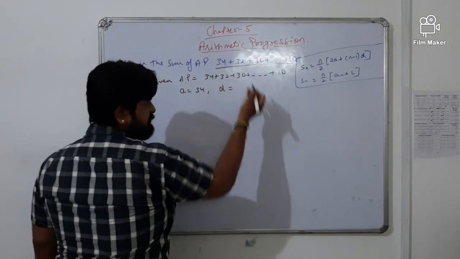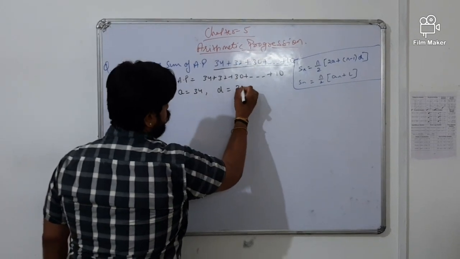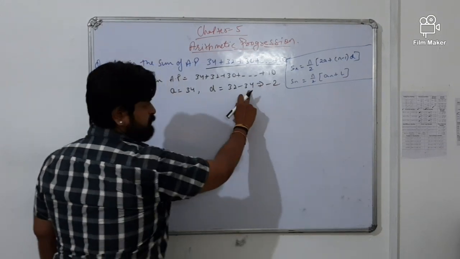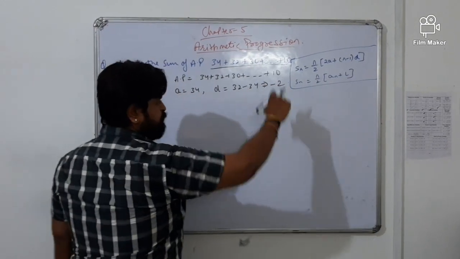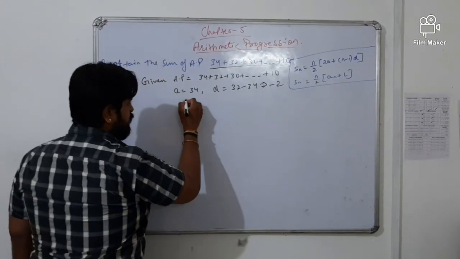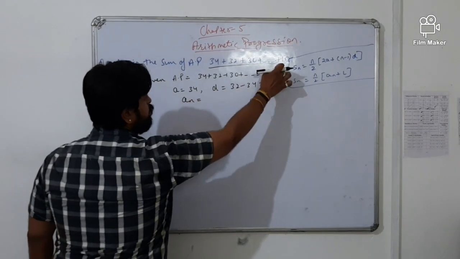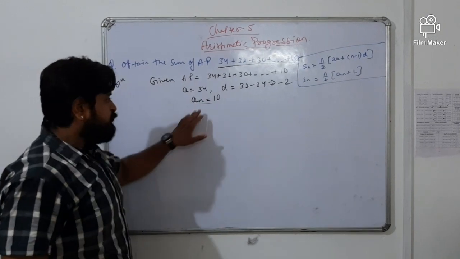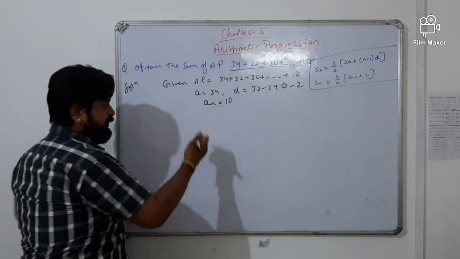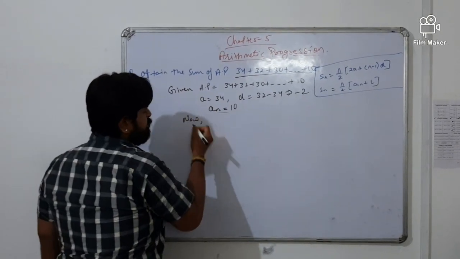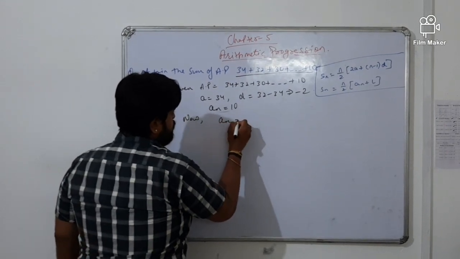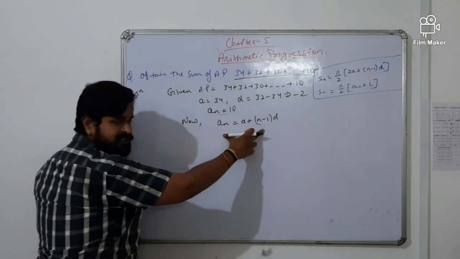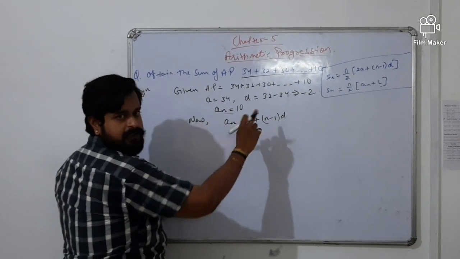Now D is the common difference. So 32 minus 34. Here we got D as minus 2 because the bigger number is 34, so the negative sign will be here. And now this is the value of last term. Last term means AN. And here first of all we will find the value of N. Now see, AN is equal to A plus N minus 1 into D. By this formula first we will get the value of N.